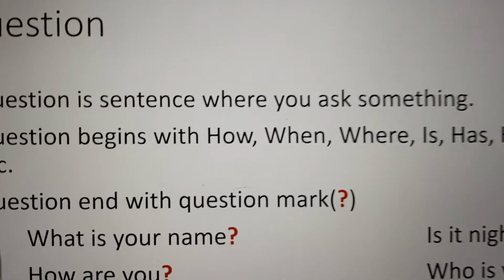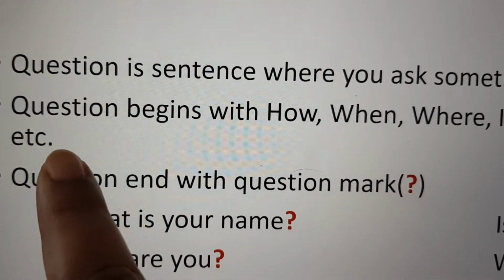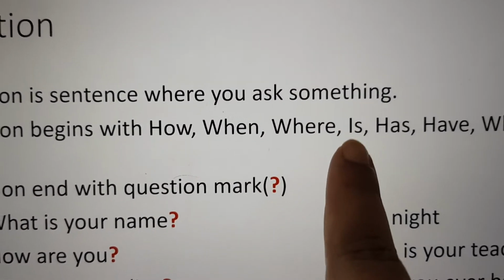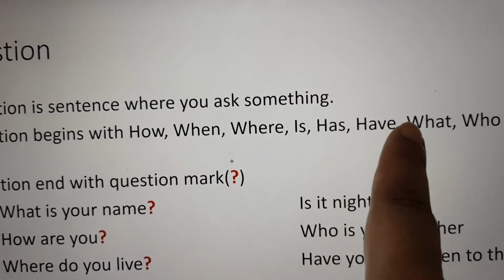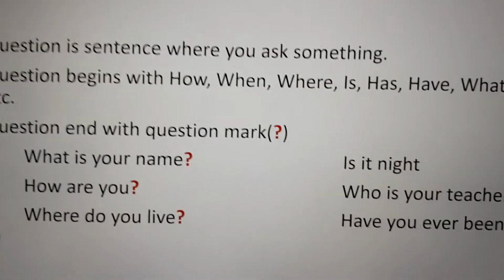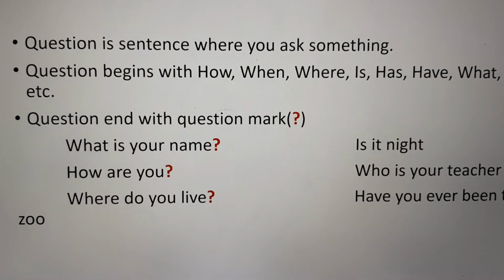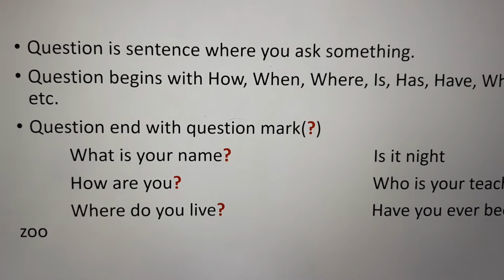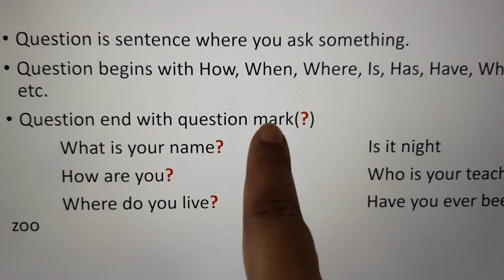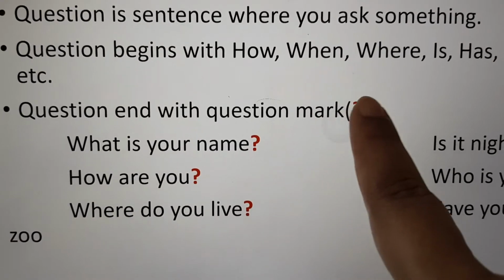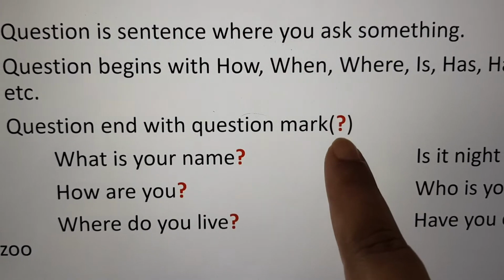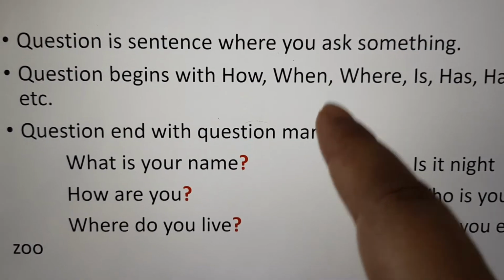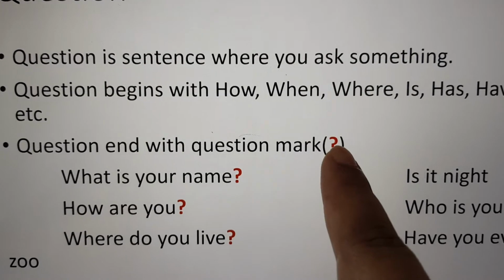Okay, so how will you understand that it is a question? A question always begins with how, when, where, is, has, have, what, who, etc. And another important thing you can mark: a question ends with a question mark. Okay, a question always ends with a question mark. This is the red sign you see. I know you all know this mark. It is a question mark. So if you write a question, you have to finish the question with this question mark.